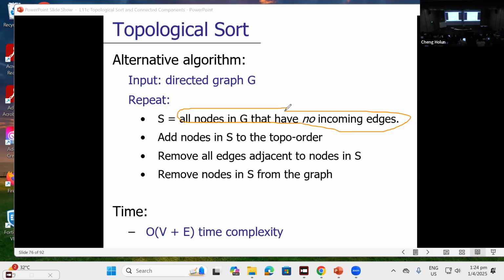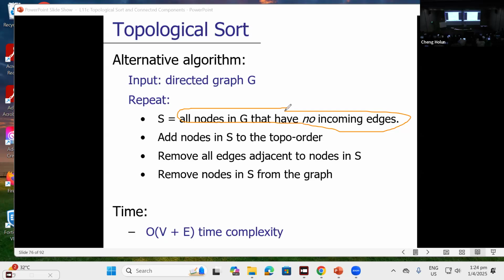So the algorithm is very simple. For those without an incoming edge, that means they don't depend on other jobs. I can put them in my task list and do them first. I remove them from the graph. That's why this algorithm is a bit more complicated when you do the data structure, because you have to remove the vertex from the graph. After that, I have a new graph.